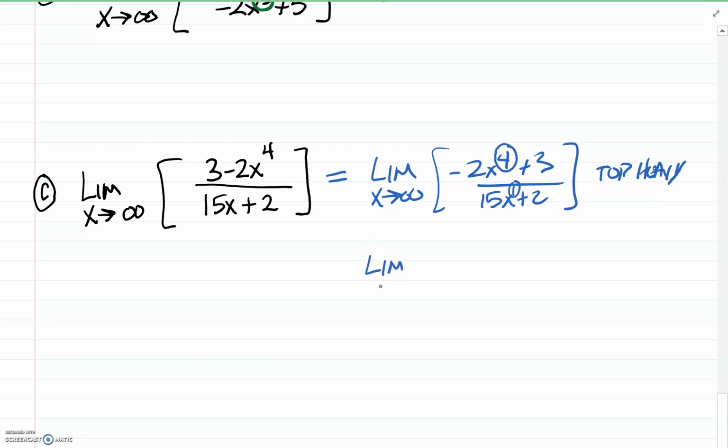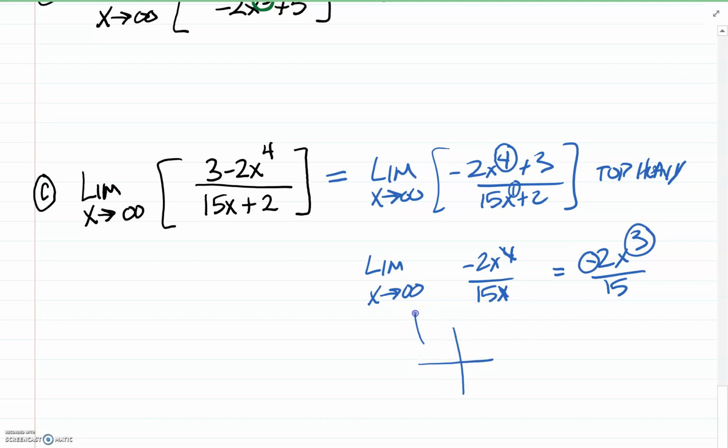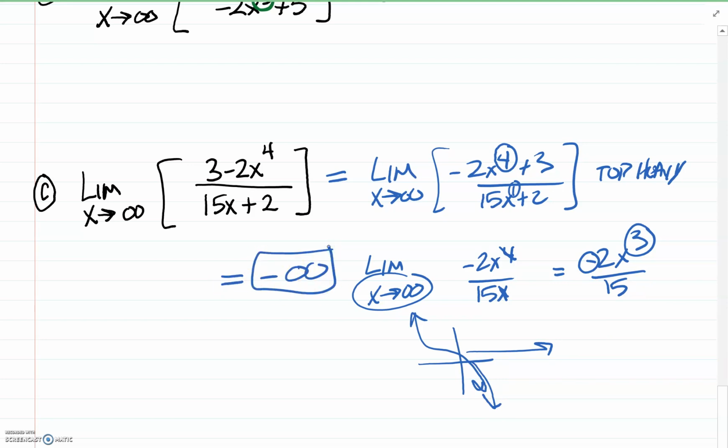So therefore, I only really care about the leading coefficients here. So this is going to be the limit as x approaches infinity of basically a negative 2x to the fourth over a 15x, because these are my dominant terms. These are the ones that rise the fastest. So I can cancel that and that, and I get basically negative 2x to the third over 15. So this is a negative function and odd. So if I recall what a negative and an odd looks like, it looks kind of like this. So as x's are approaching positive infinity, my function is approaching negative infinity. So the answer to this one would be negative infinity at that limit.